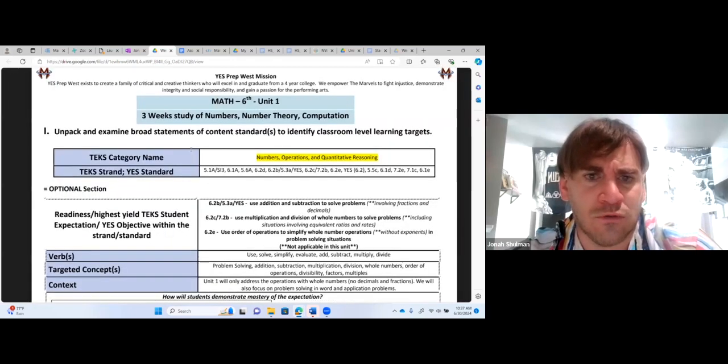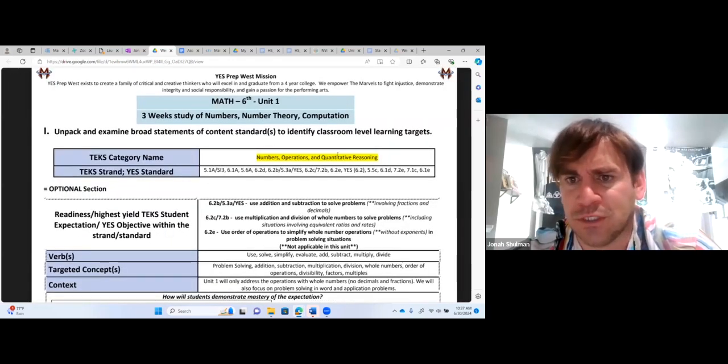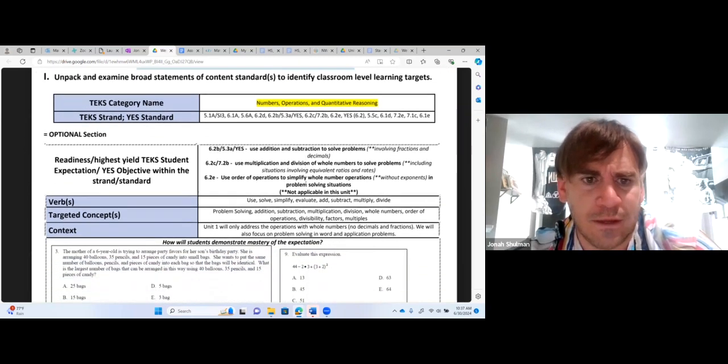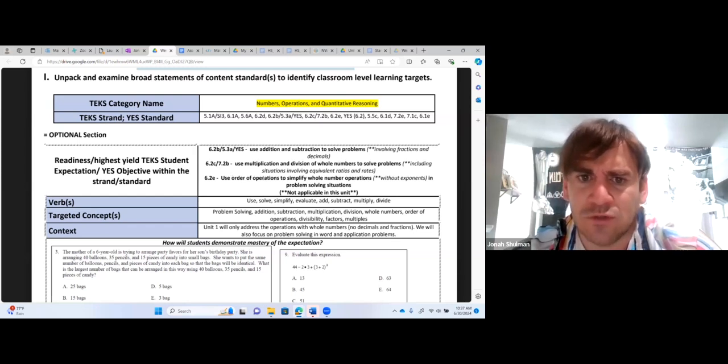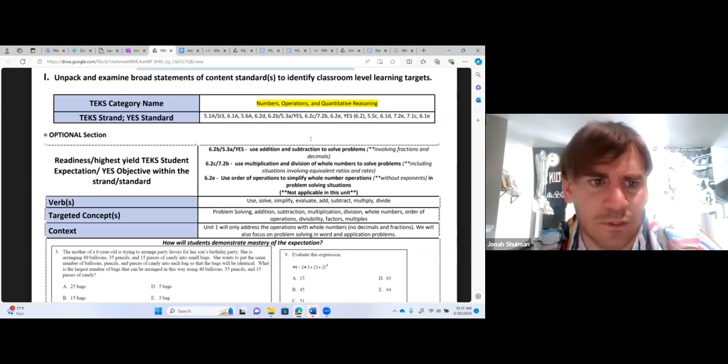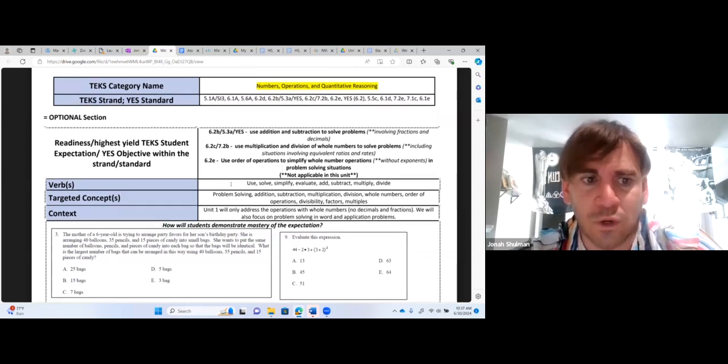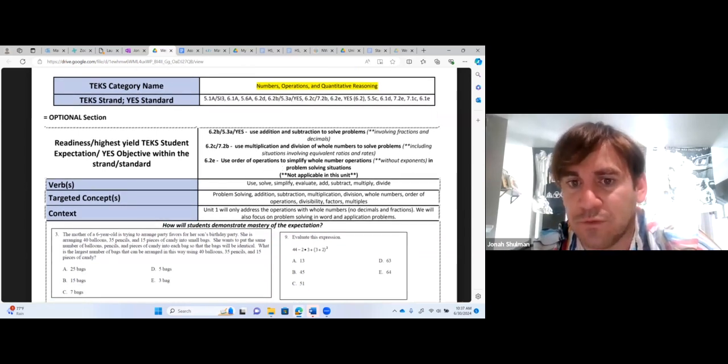All right, so the category name is numbers, operations, and quantitative reasoning. These are all the strands that they're going to cover. And these are the actual standards. Use addition and subtraction to solve problems involving fractions and decimals. Use multiplication and division to solve whole number problems. Use order of operations to simplify numbers without exponents problem solving. So the words that they're going to cover are use, solve, simplify, evaluate, add, subtract, multiply, and divide.